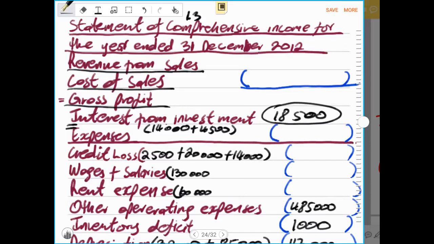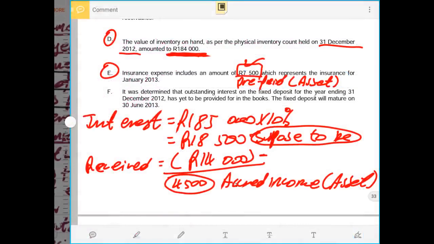And remember, from page 53, if I'm not mistaken, page 53 of your textbook, it tells you that in the income statement we record expenses that were supposed to be paid rather than actually paid. And we also record incomes that were supposed to be received rather than what was actually received. Although we received 14,000, we're supposed to have received 18,500 for the year. So hence we record that in the income statement as the total income for the year.